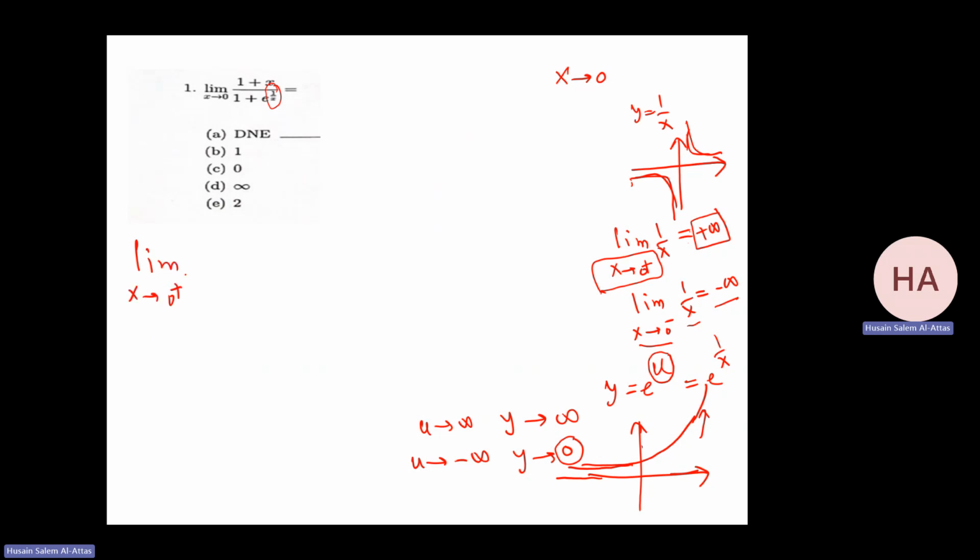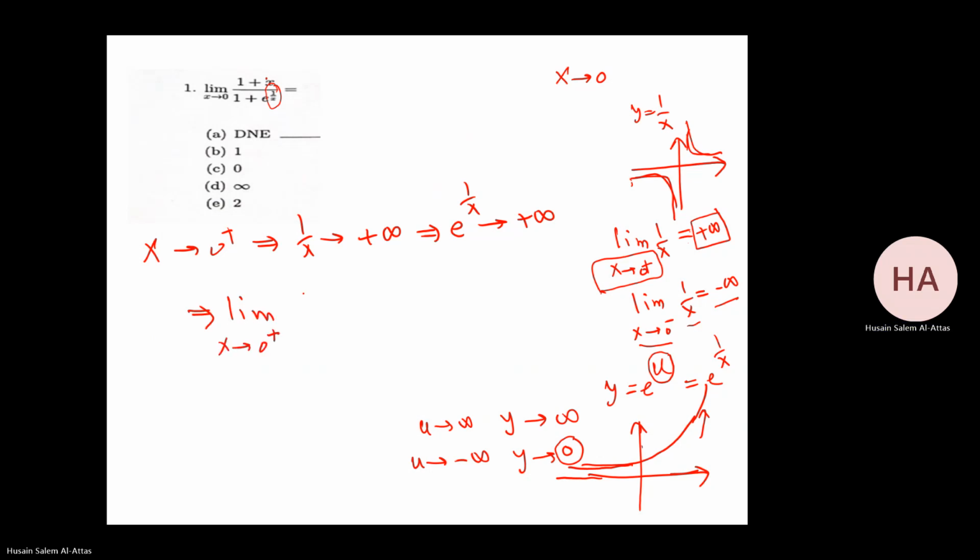Let me just rewrite it here. Limit as x goes to 0 from the right for e to the 1 over x. X goes to 0 from the right, 1 over x will go to plus infinity, so e to the 1 over x goes to plus infinity. Plug it here. So we have the limit, now from the right, of 1 plus x over 1 plus e to the power 1 over x. That will be 1 plus 0 over 1 plus something that goes to infinity. 1 over infinity will be 0.